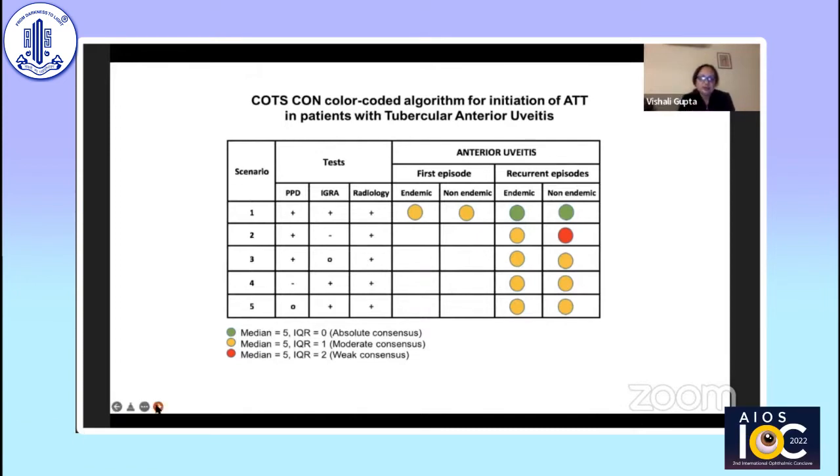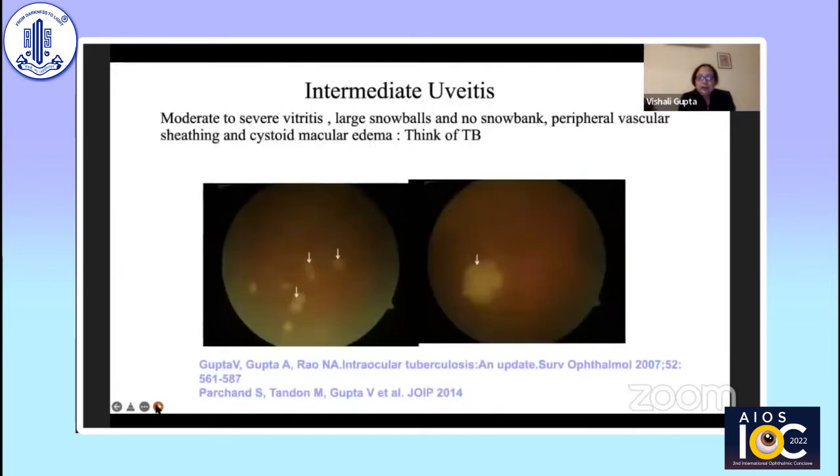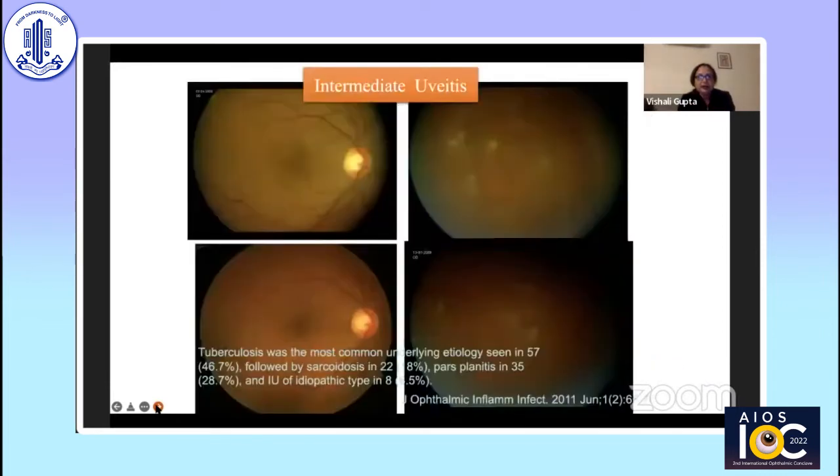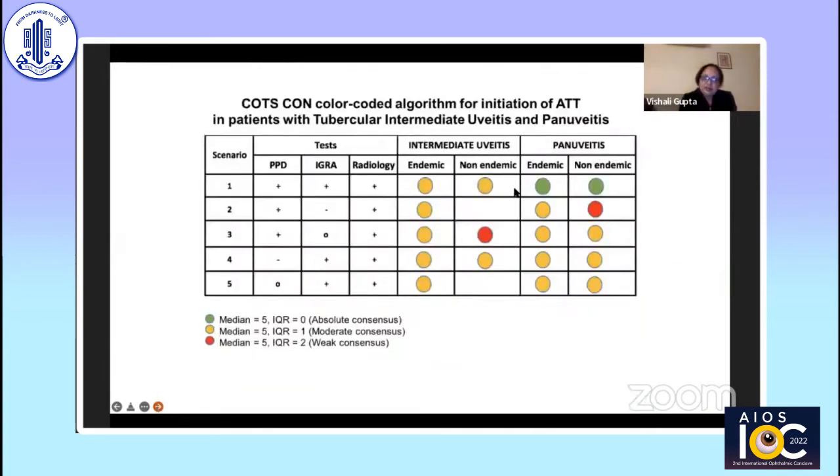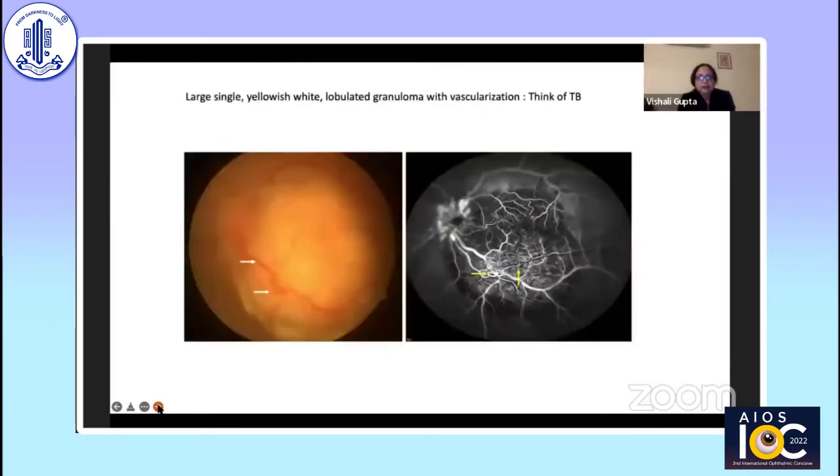When we come to intermediate uveitis, this is a phenotype which is not very likely to be tuberculosis. It's more likely to be sarcoid or any other autoimmune disease. And TB treatment in intermediate uveitis does not work too well. So treat it only if all the three tests are positive. That is what the consensus was: in intermediate uveitis, you would treat only if all the three tests were positive. Whereas if it's a panuveitis, you may tend to treat even if two tests are positive.